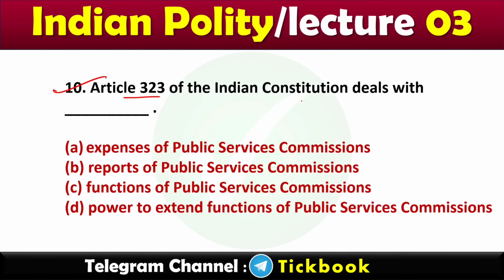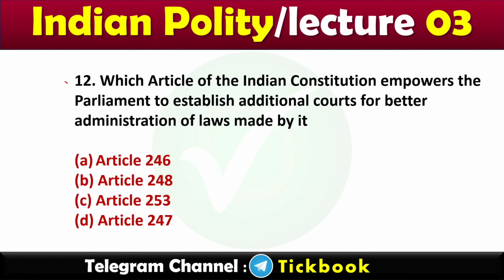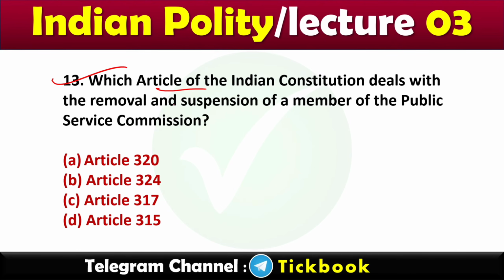10, Article 323 of the Indian Constitution deals with. Option number B, reports of Public Service Commission. 11, which article of the Indian Constitution empowers the Supreme Court to review its own judgment or orders? Option number D, Article 137. 12, which article of the Indian Constitution empowers the Parliament to establish additional courts for better administration of laws made by it? Number D, Article 247. 13, which article of the Indian Constitution deals with the removal and suspension of a member of the Public Service Commissions? Option number C, Article 317.